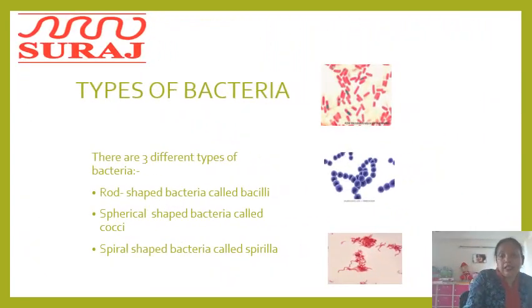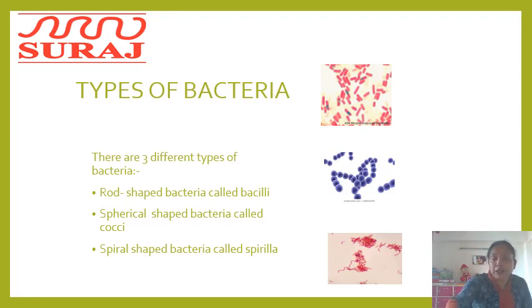Types of bacteria. There are 3 different types of bacteria. Rod shaped. You can see the first on the top, which is colored red. Those are called the bacilli. The shape is rod shaped. Then comes a spherical shape, meaning round, the blue ones. You can see they are round in shape. So these are called cocci.